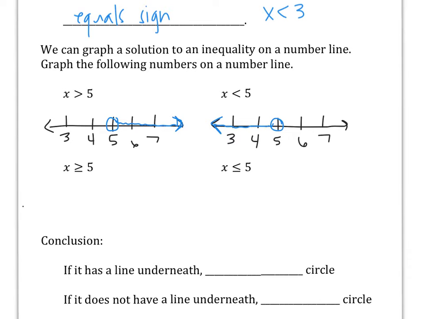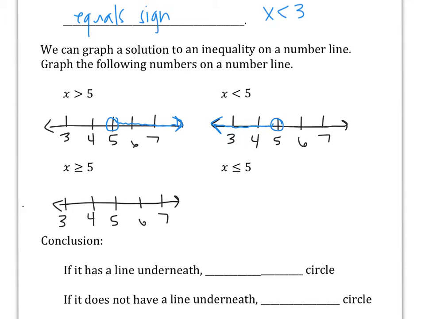Now as we take a look at the greater than or equal to example, so x is greater than or equal to 5, this is a little bit different. This means all the solutions greater than 5, but also including 5. So this will be a little bit different. So I'll put 5 in the middle, 6 and 7, 4 and 3.